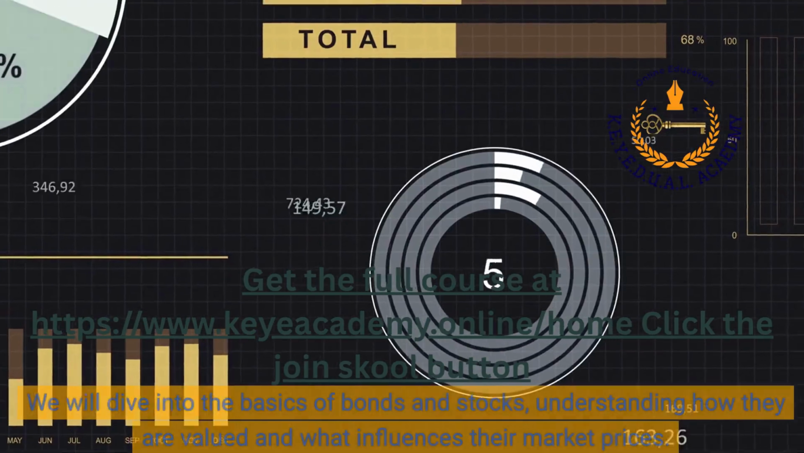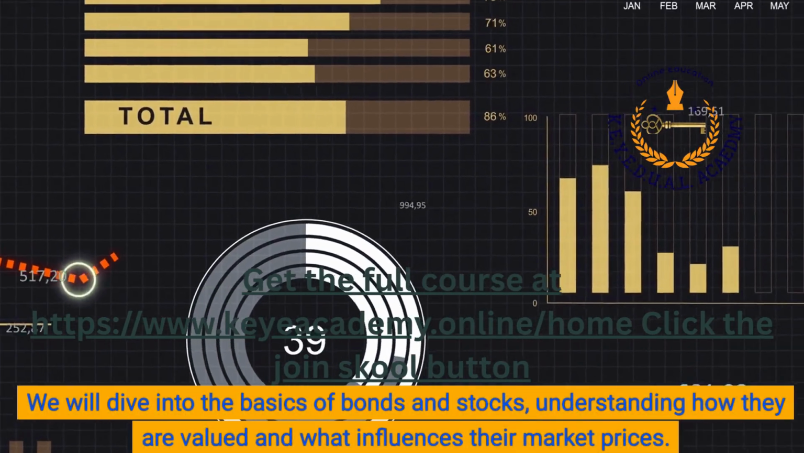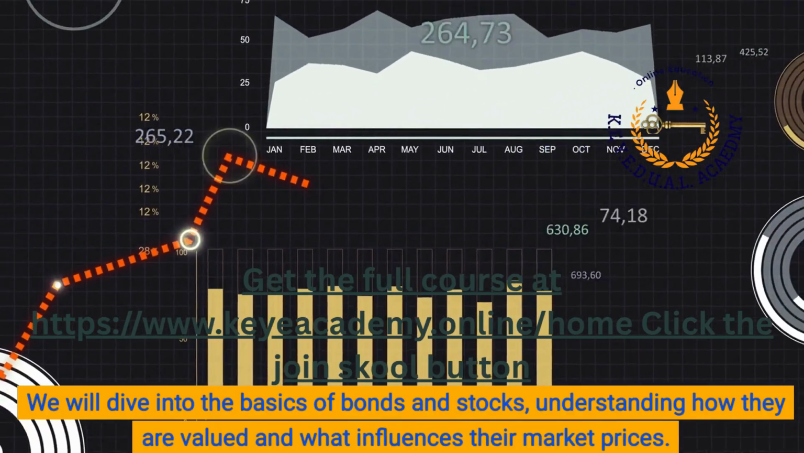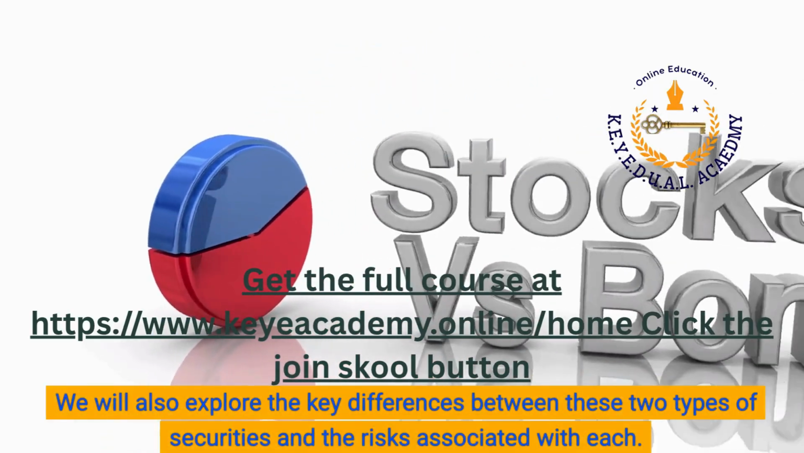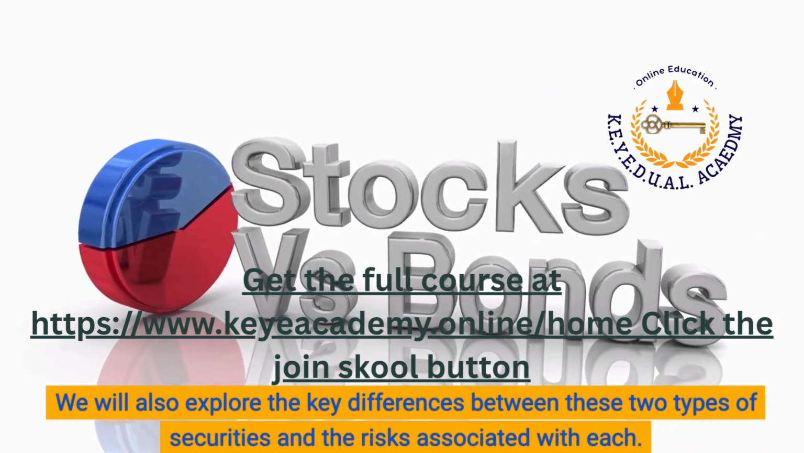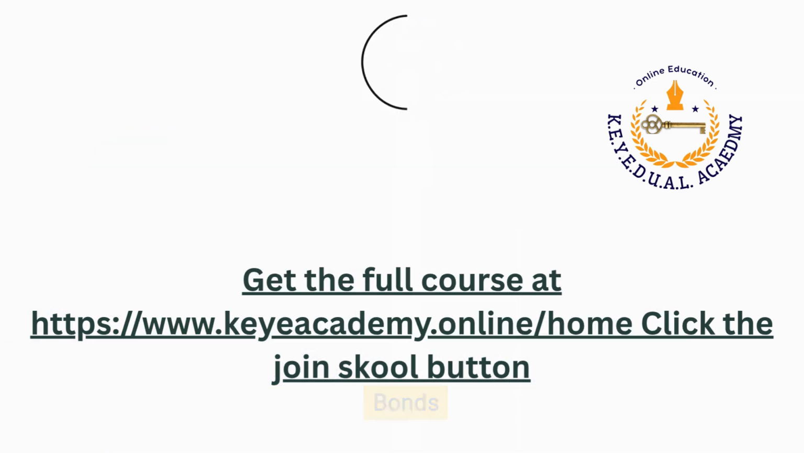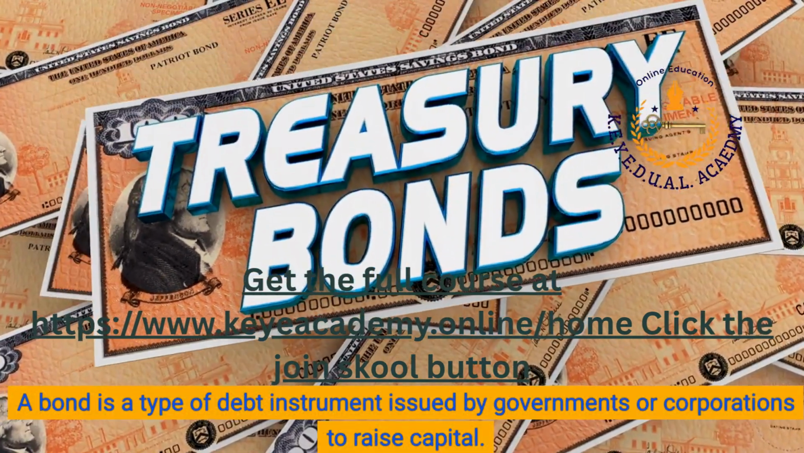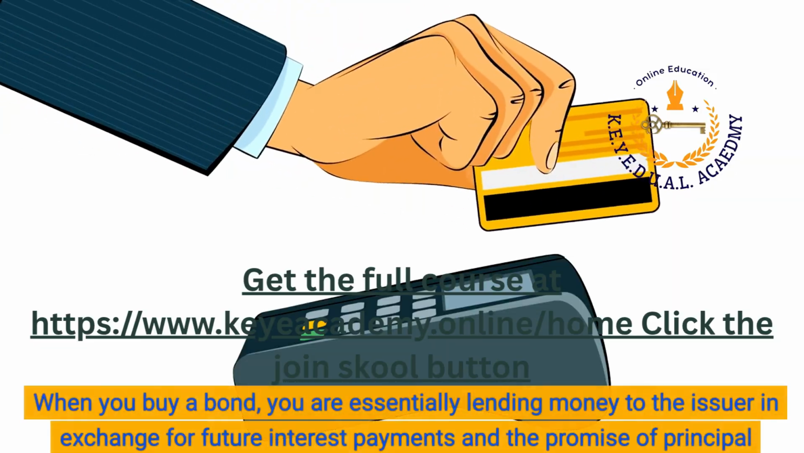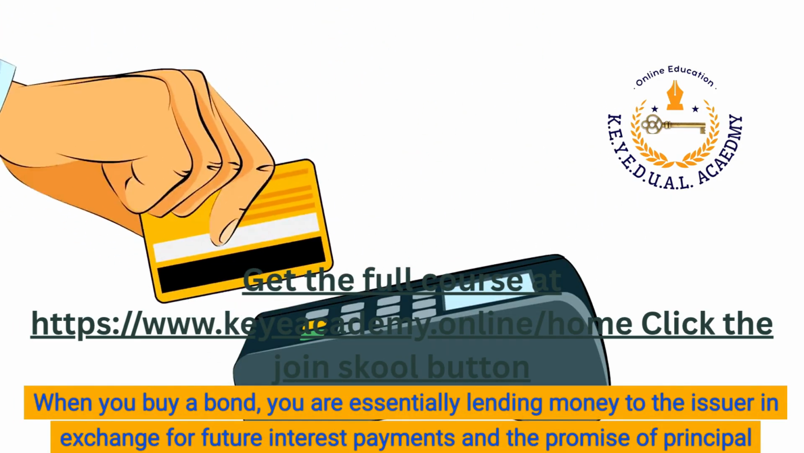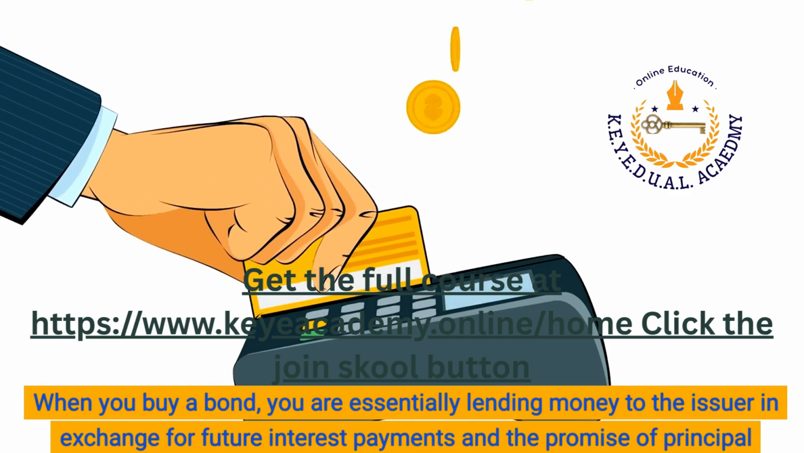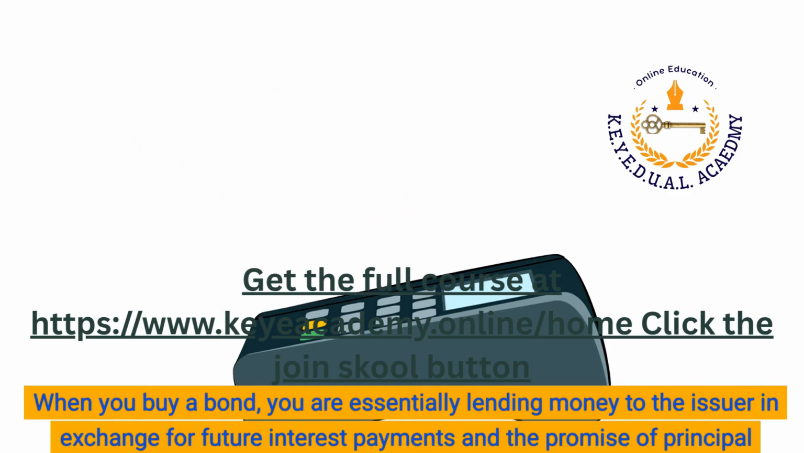Bonds and stocks. We will dive into the basics of bonds and stocks, understanding how they are valued and what influences their market prices. We will also explore the key differences between these two types of securities and the risks associated with each. A bond is a type of debt instrument issued by governments or corporations to raise capital. When you buy a bond, you are essentially lending money to the issuer in exchange for future interest payments and the promise of principal repayment at a specified maturity date.